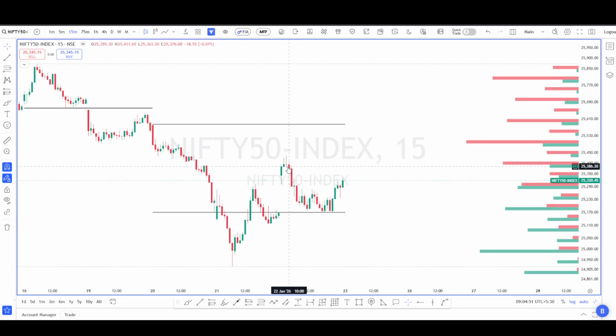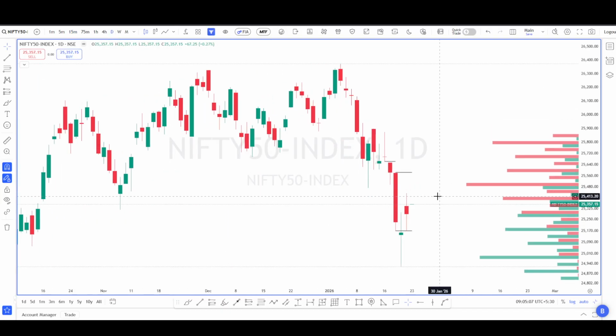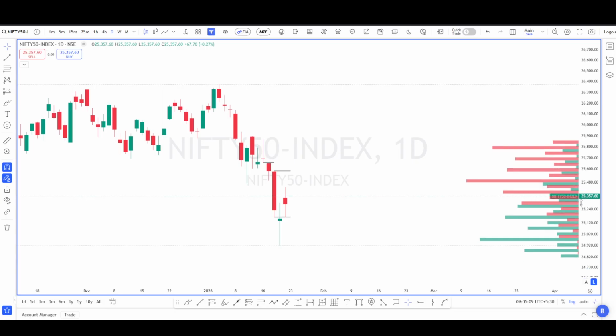Yesterday we had a good gap down and I was expecting price to go even higher from this 15-minute fair value gap, but it failed. Now what to do next? Here, if you look at the daily time frame, today markets are opening really flat.